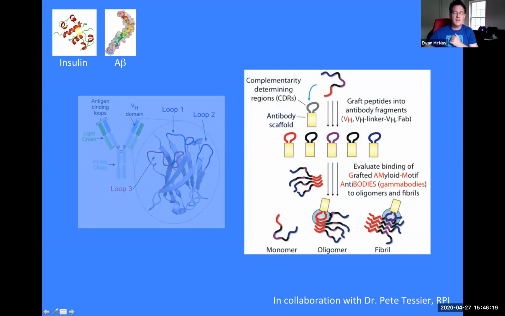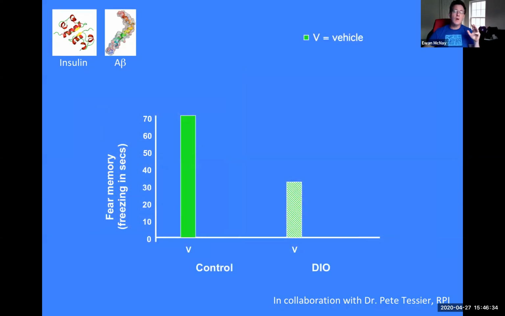And then we can give these little protein blobs, we call them gamma bodies, to try to block just that particular kind of beta amyloid, the same way we block insulin signaling. We're giving a little antibody-like molecule that's going to mop up that form of protein. What happens when you do that? So if you give vehicle, as you would expect, the diet-induced obese animals show impairment.